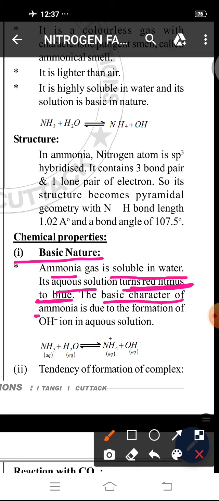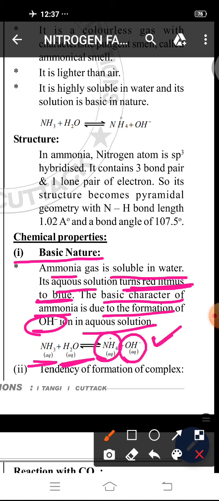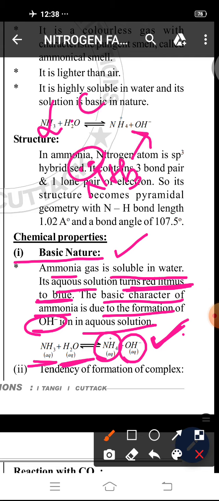The basic character of ammonia is due to formation of OH minus ion in aqueous solution. When ammonia reacts with water, it forms NH4 plus ion and OH minus ion. Due to formation of OH minus ion, it is basic in nature according to the Arrhenius concept. According to the Lewis concept, I already told that due to presence of lone pair of electron, it acts as a Lewis base. So according to Arrhenius or according to Lewis, ammonia is basic in nature.